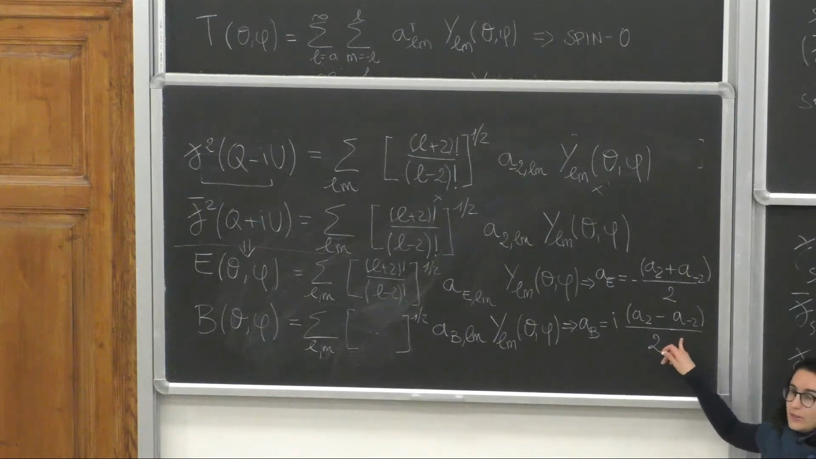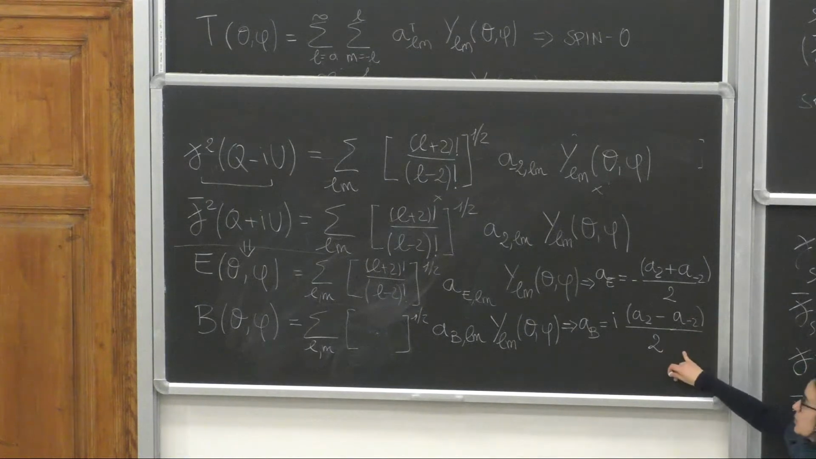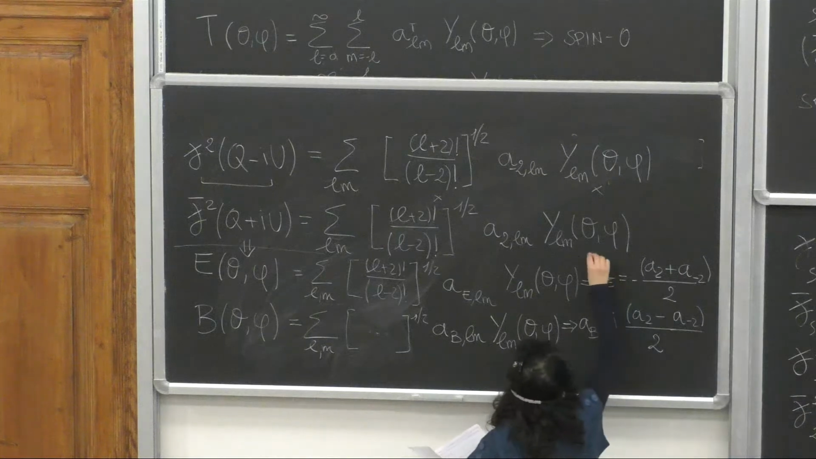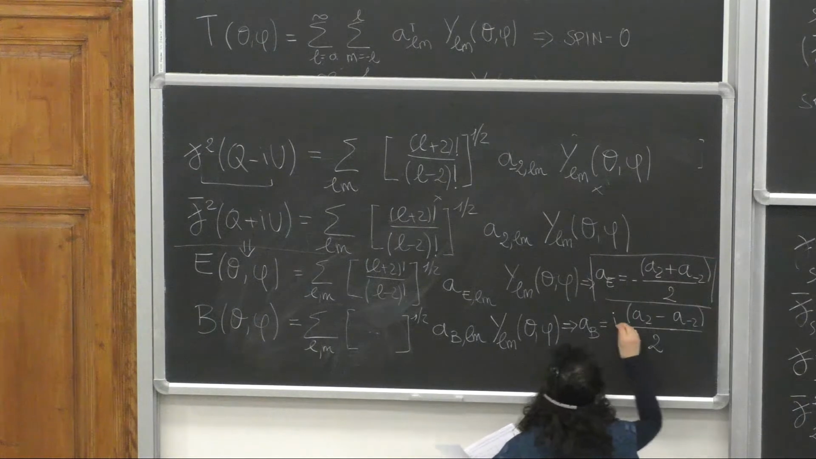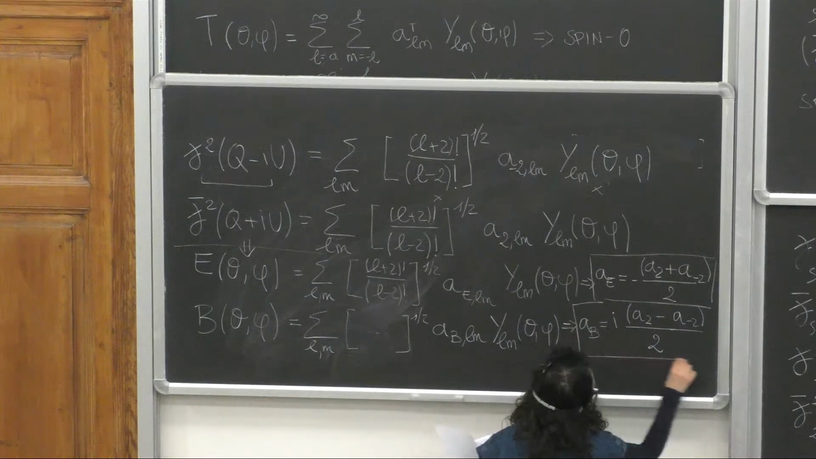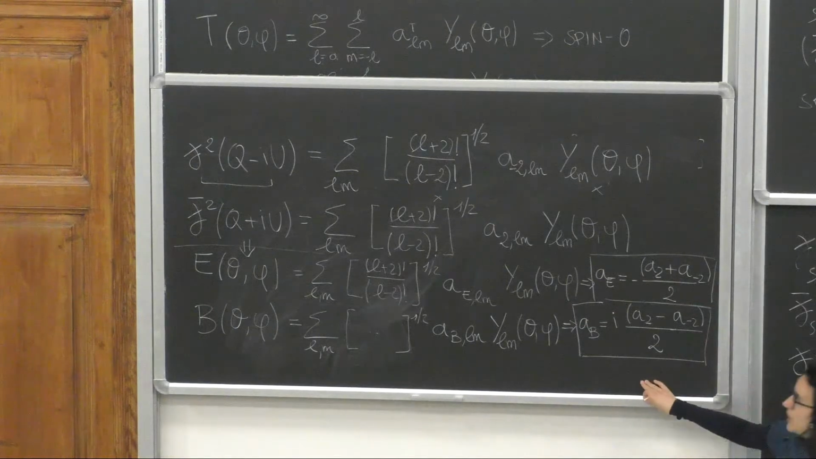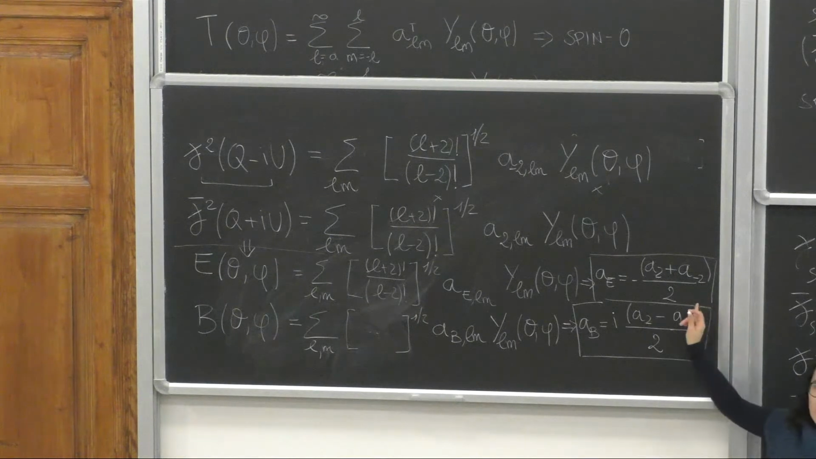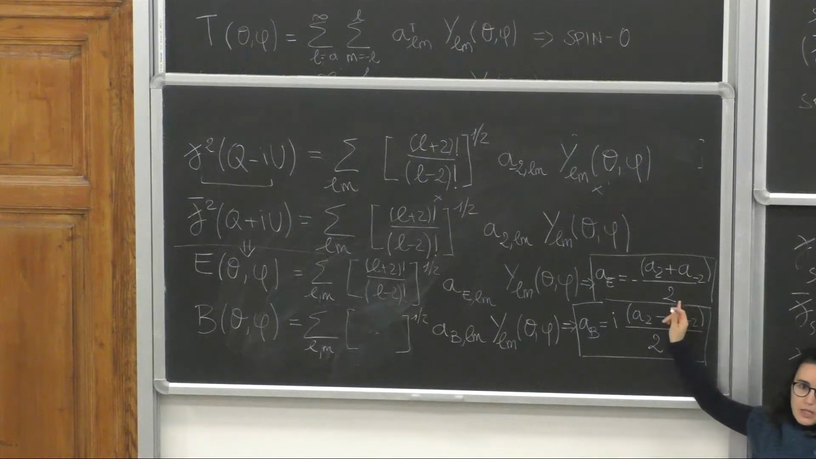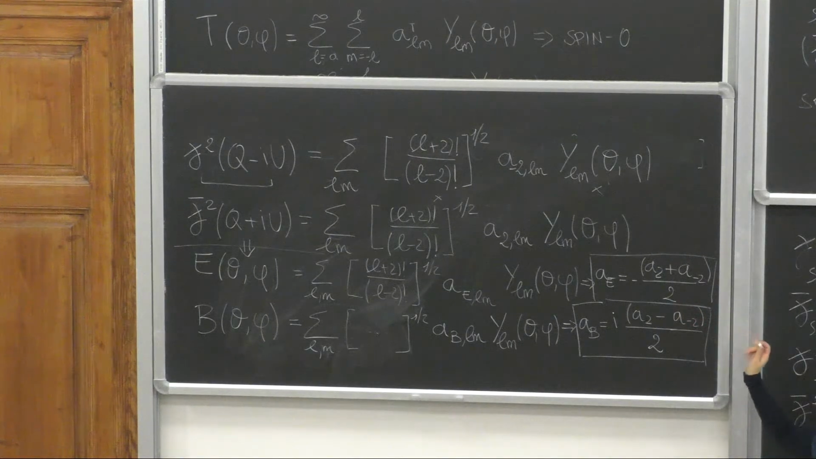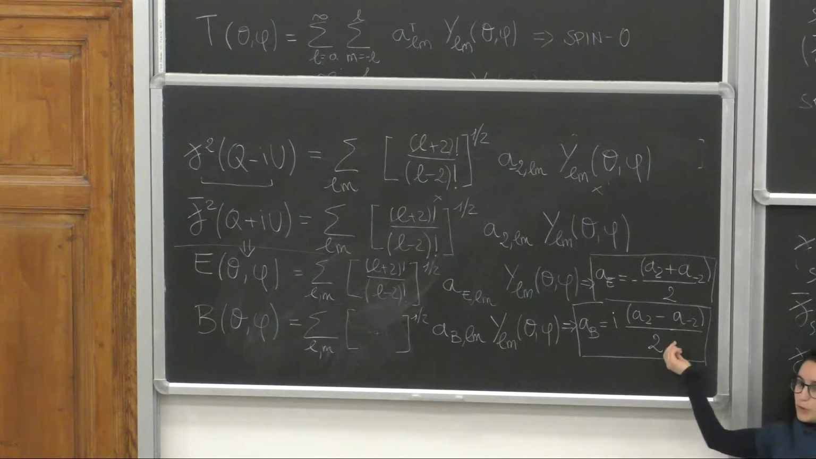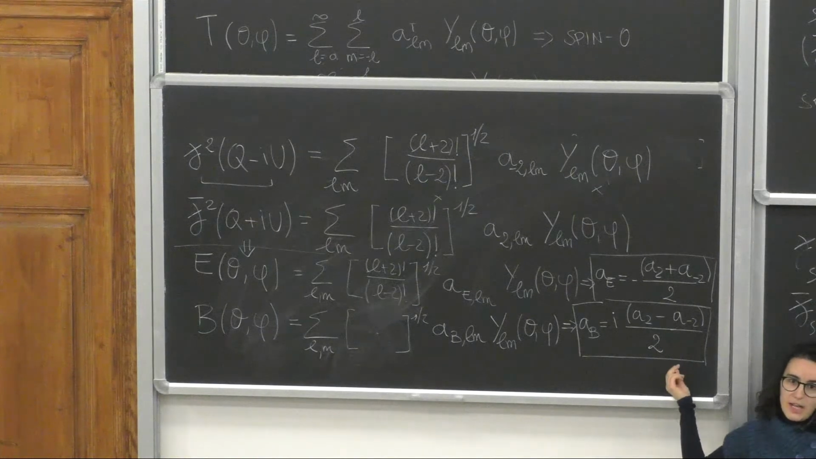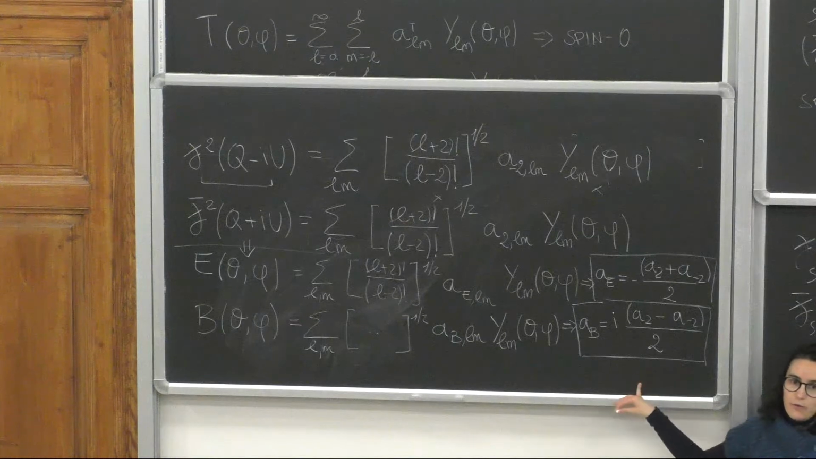Also, note that from the definition of the new expansion coefficients, the one for the E field and the one for the B field, we can see that E is a pure scalar, similar to T. So if we apply the parity operator to E, this will remain the same. So it is a pure scalar. This is not true for B, which is instead a scalar, but it is a pseudoscalar. Because if you apply parity to B, this will change sign.